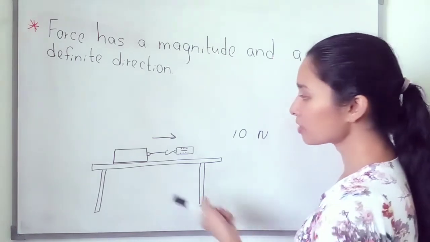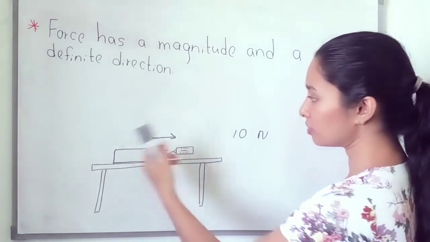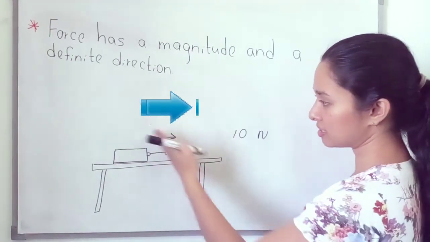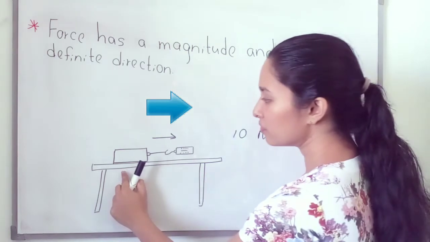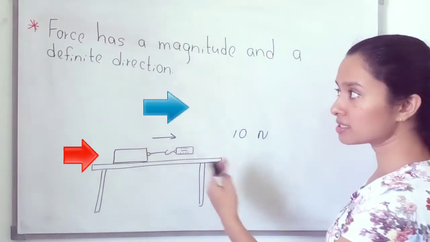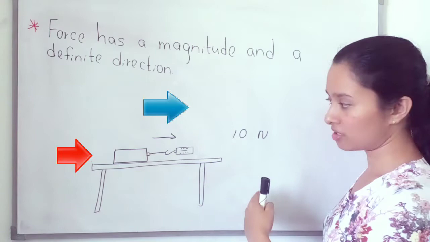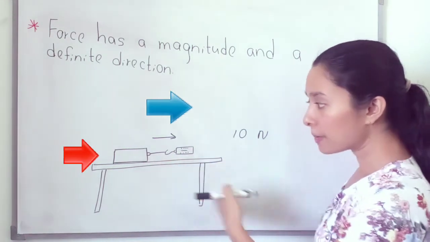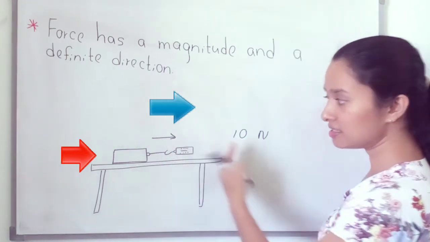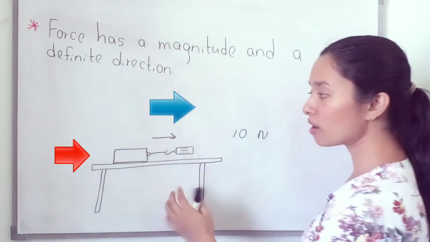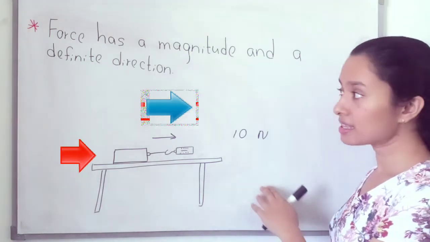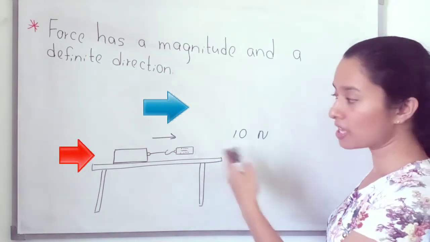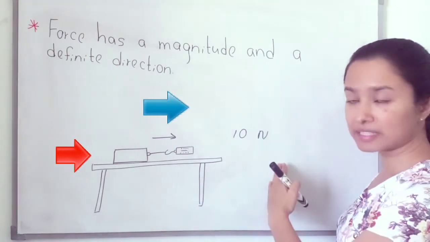So here we pull this wooden block to the right side, this direction. So the wooden block also moves towards the right direction. That means we apply a force in this direction, and this wooden block also moves in this direction. That means force has a definite direction. We apply a force in the right direction.